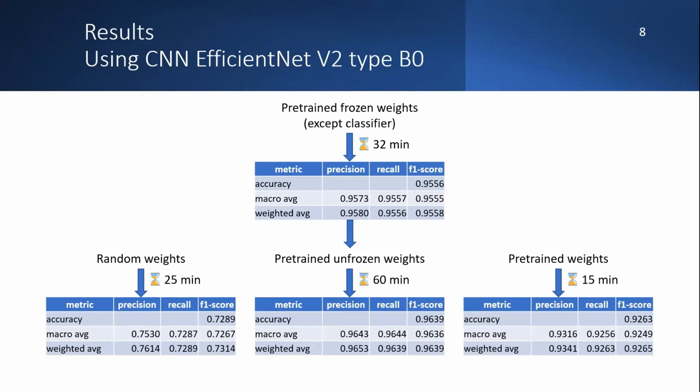This slide is a summary of the EfficientNet results. The difference between the methods is almost negligible, but you can see that EfficientNet has reached more than 96%. You can see the time consumption of the fine-tuning experiment, which is 6 times slower than the bare transfer learning in this case.